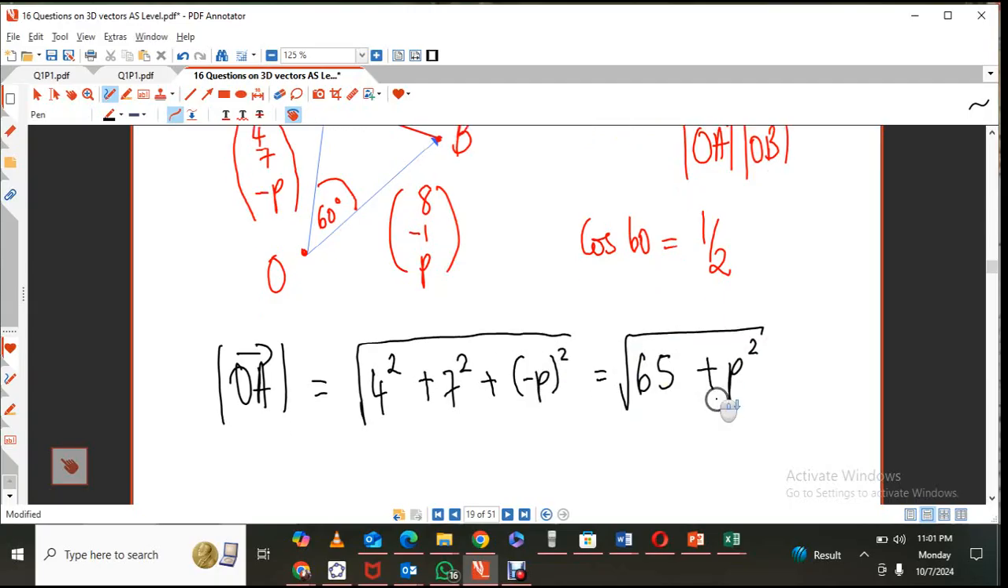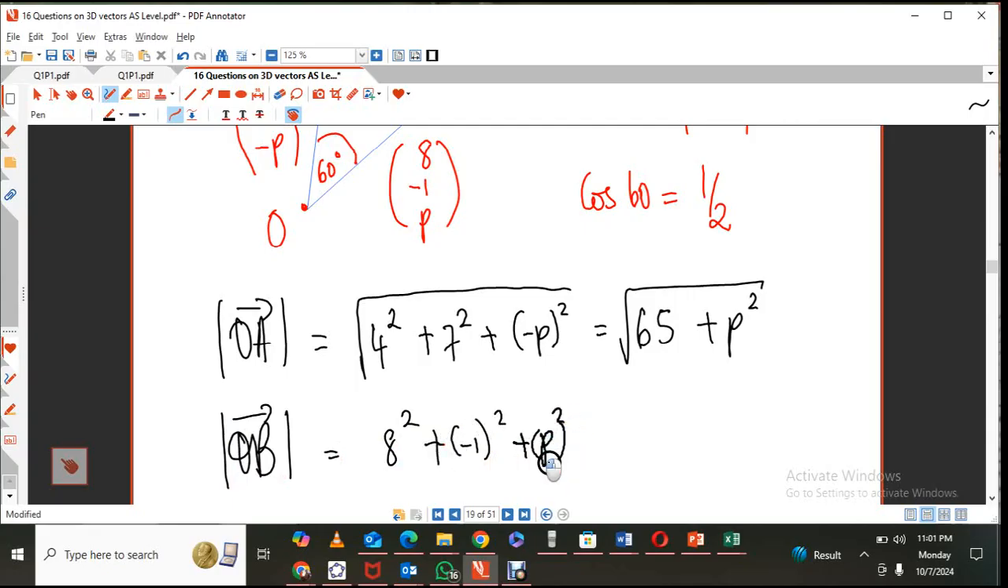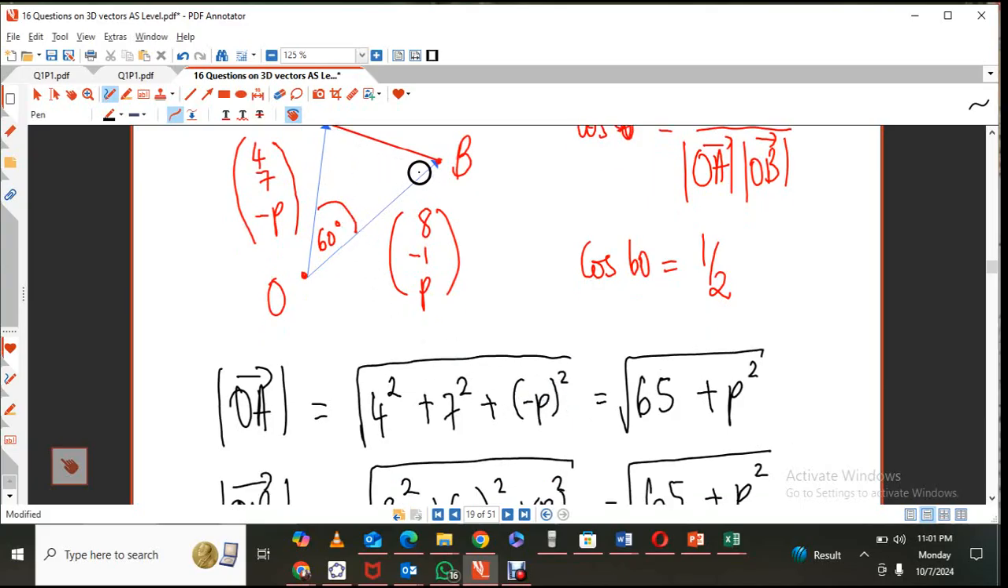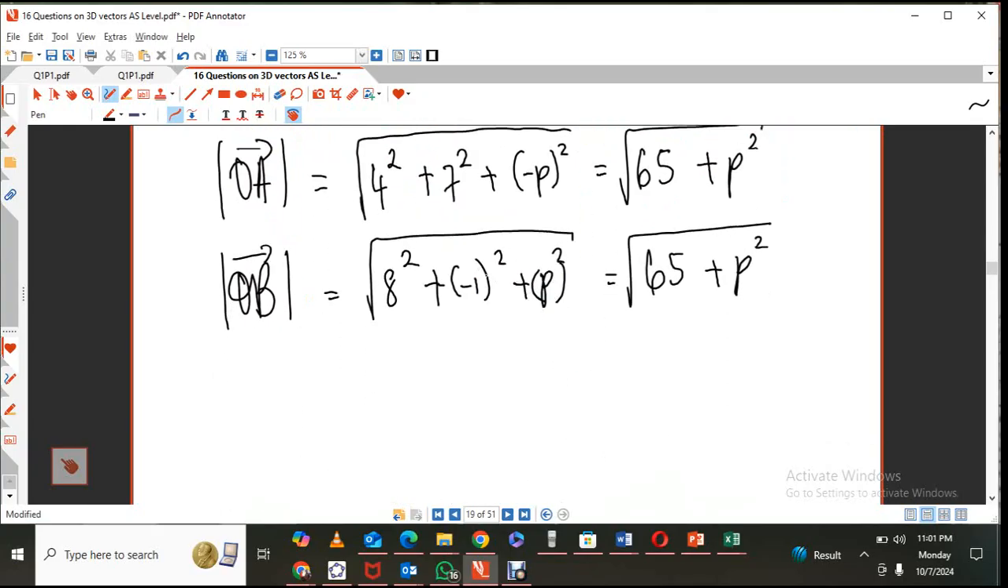Let's also find the magnitude of OB. Well, that is 8 squared plus negative 1 squared plus P squared. No need to put it in brackets. This is 64 plus 1, which will also give you 65 plus P squared. The two are equal. So we are creating effectively an isosceles triangle, or an equilateral triangle by the way, if that is the case, because these angles too will then be 60 each, because these two distances are the same. Base angles are equal. Anyway, that's interesting to note.